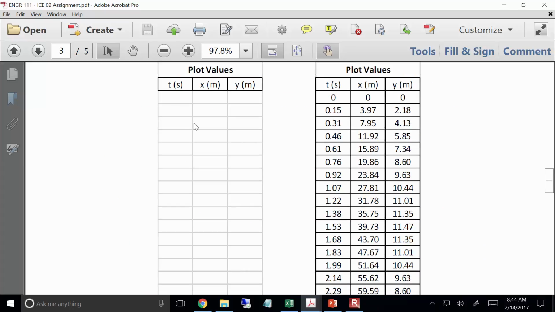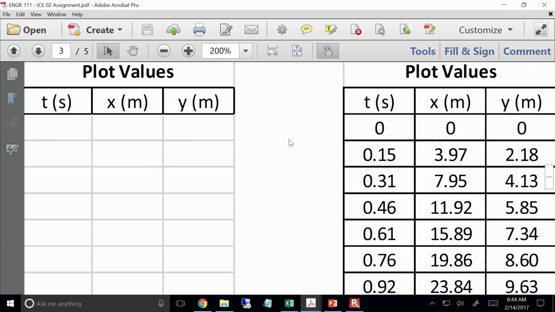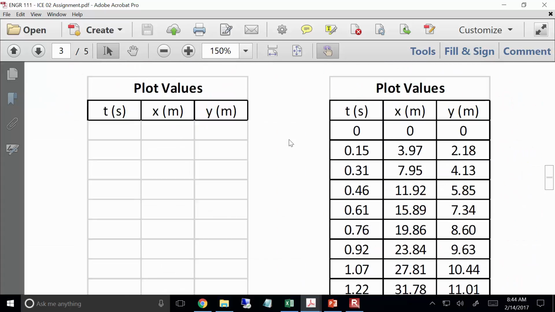It should look like that. I'll zoom in a little bit further. Maybe I can get a little bit better. Is that better? Is that easier to see?